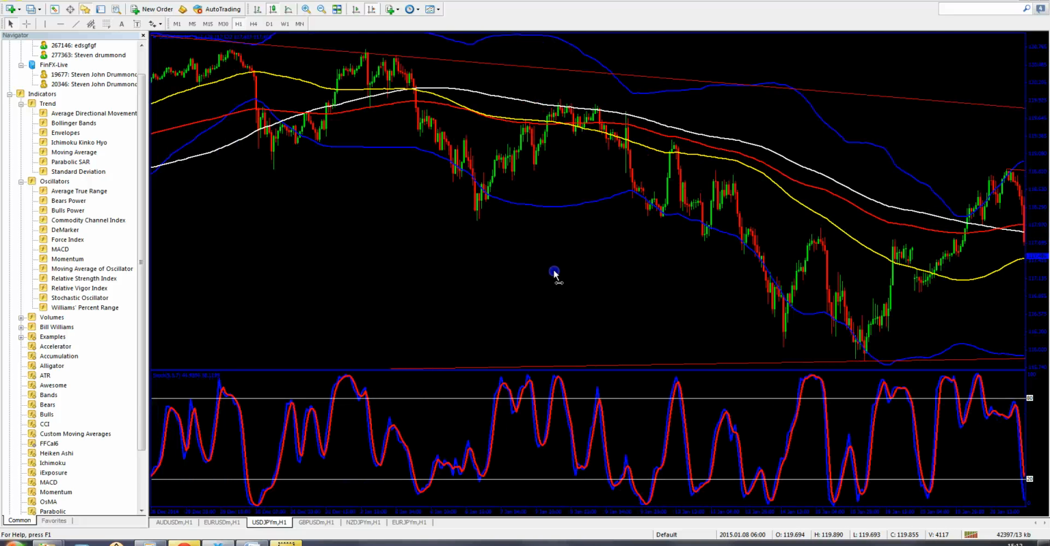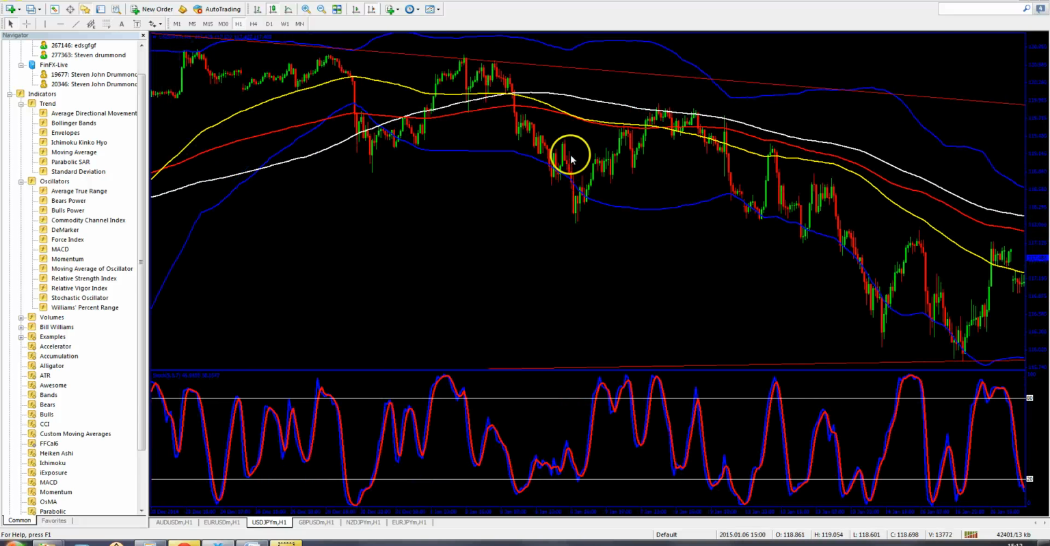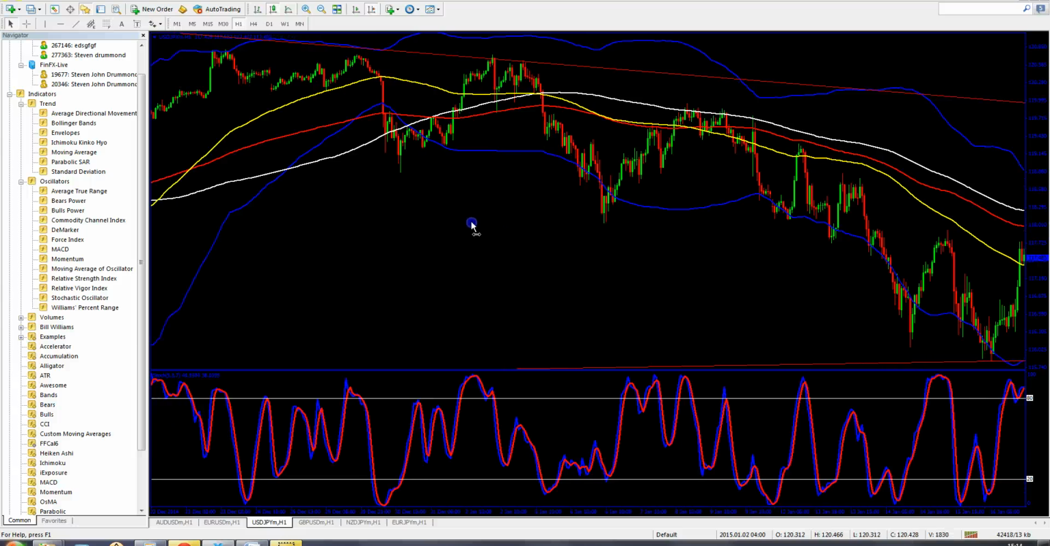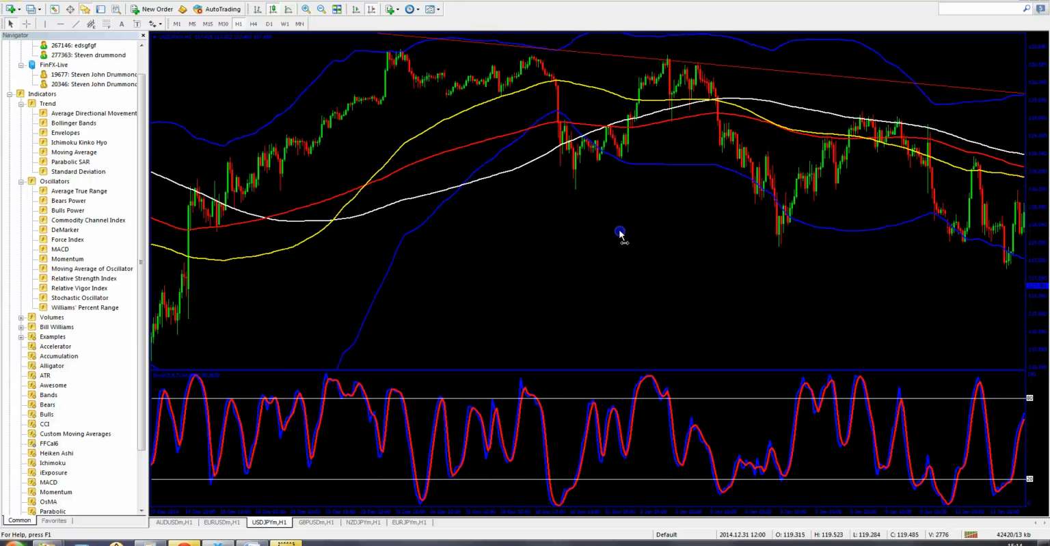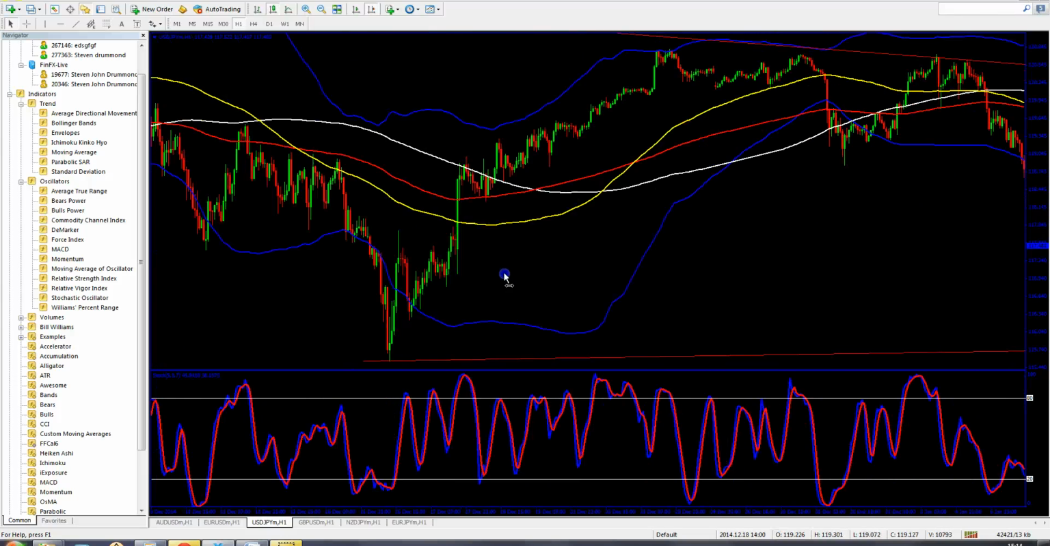Let's find one that might not work so well. We'll just talk about this one. Let's just pretend we had a trade here. Forget about the stochastic. In this case, we would be risking 40 pips, and the distance to the Bollinger Band is 26 pips. Even if this was a setup, this is one trade that you should not go into, just because your profit and loss ratios are not correct. Let's just find another one for you.